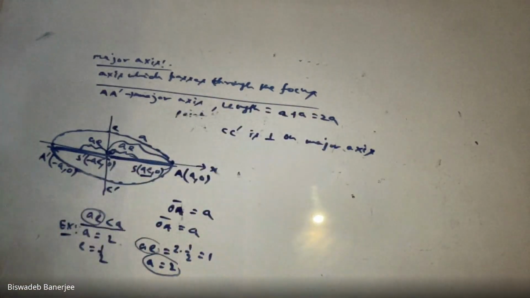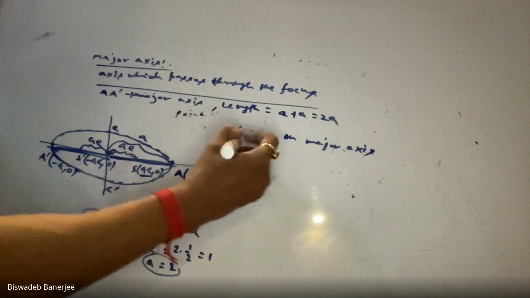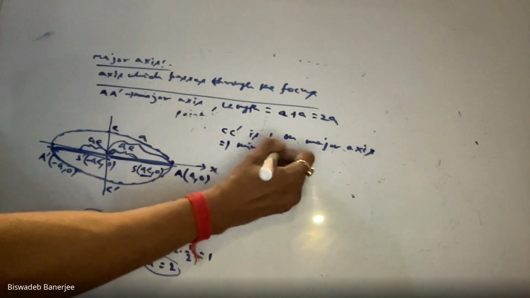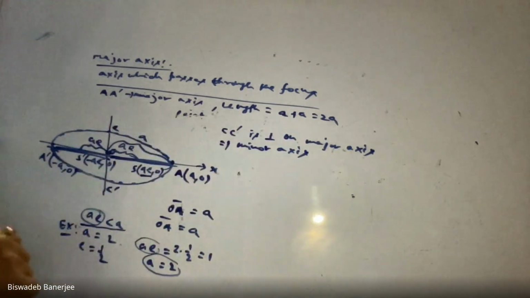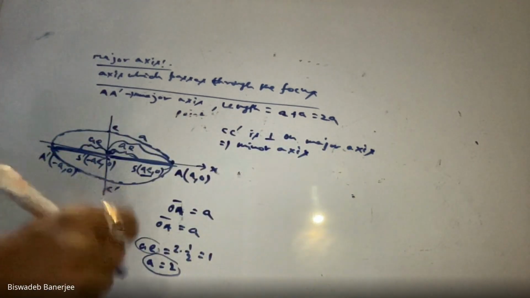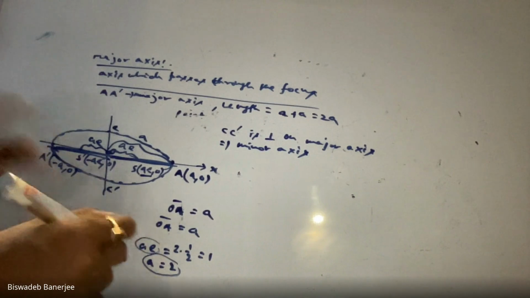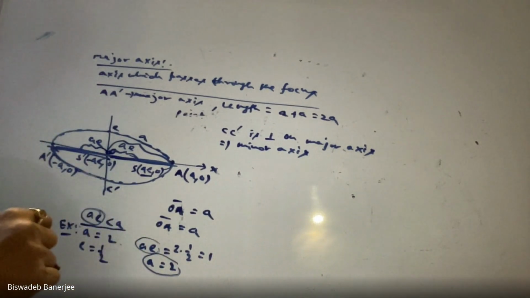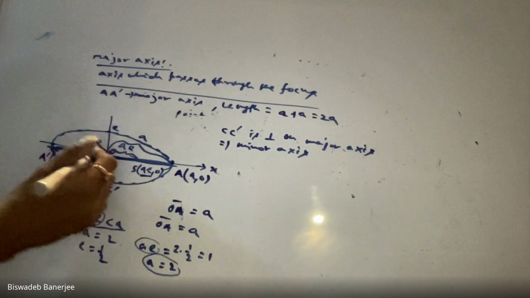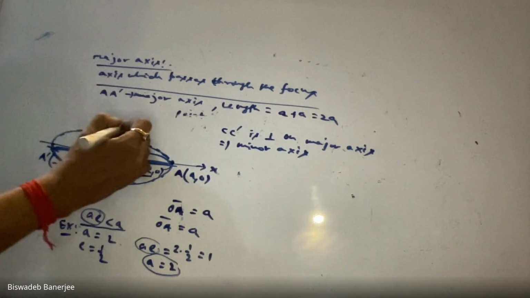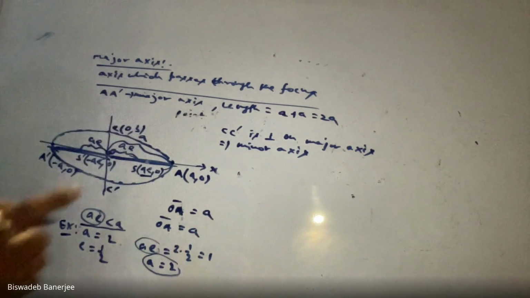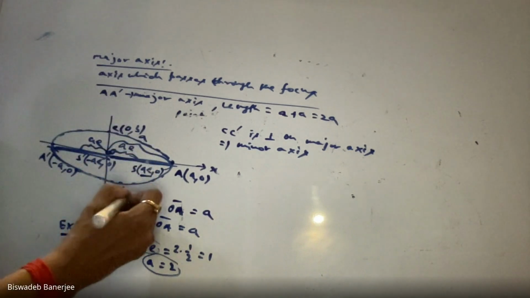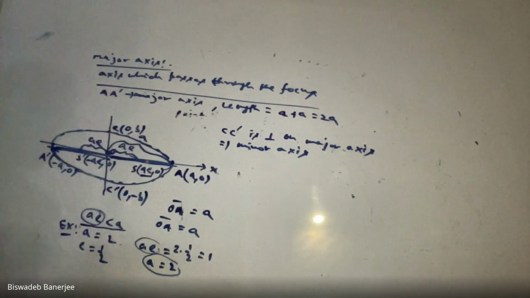So since it is perpendicular on the major axis, it is called the minor axis. So what is my minor axis? Minor axis is an axis which is perpendicular to the major axis. Suppose the coordinate of C is (0, b), standard notation, and coordinates of C dash is (0, -b). It means what? If we draw the diagram again.